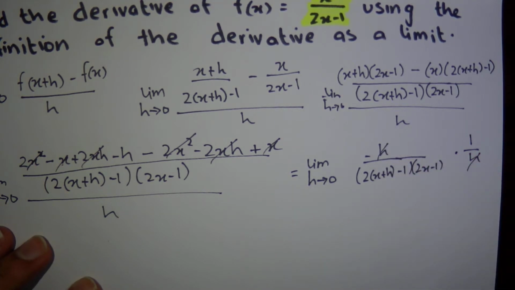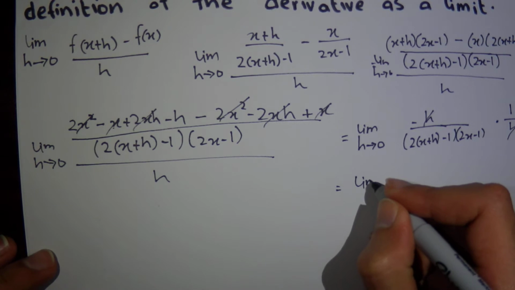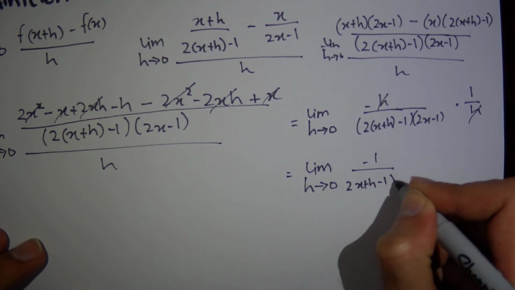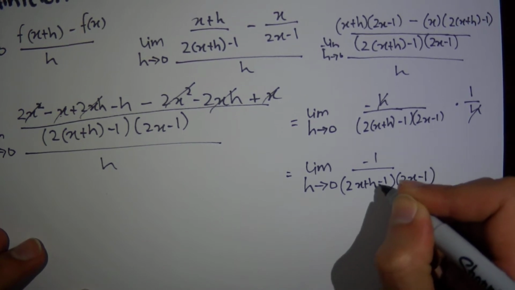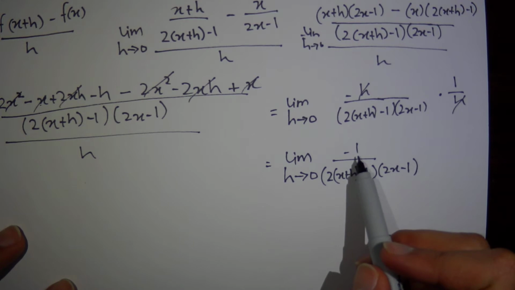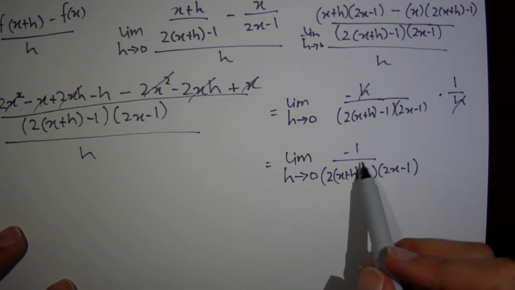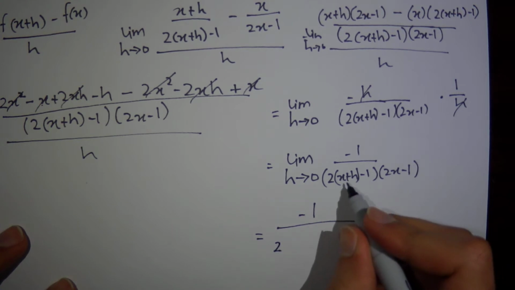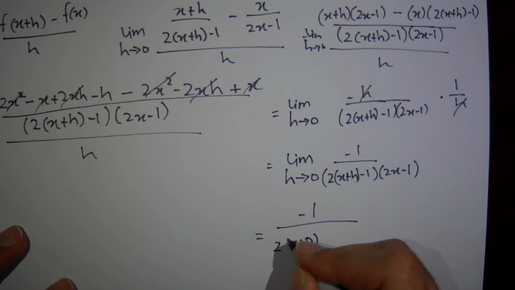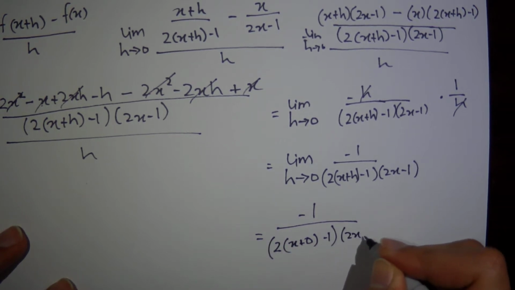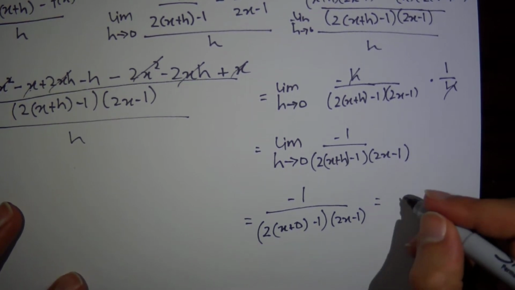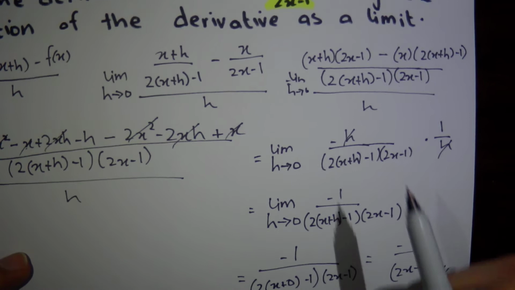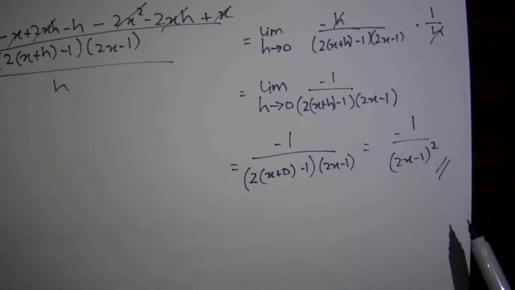I could cancel out these terms, and I'm left with the limit as h approaches 0 of negative 1 over 2x plus h minus 1 multiplied by 2x minus 1. And now I've happily removed the h from the numerator, and now if I plug in my limit, I won't get an indeterminate form. So let's plug in. We will have negative 1 over 2x plus h would give me just 2x plus 0 minus 1. That's the first bracket. And then 2x minus 1 will stay the same. This is equivalent to saying negative 1 over 2x minus 1 whole squared. And that is the derivative of x over 2x minus 1 by using the definition of the derivative as a limit.